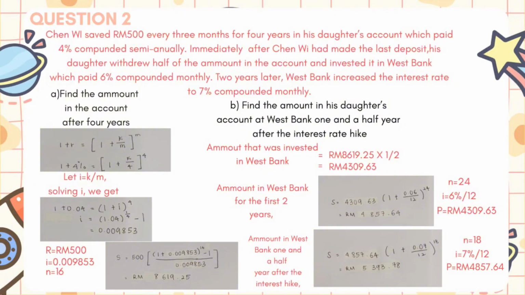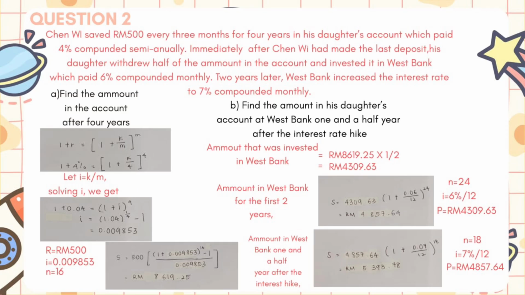And then to find the amount in his daughter's account at WasteBank 1.5 years after the interest rate hike, first we need to find the amount in WasteBank for the first 2 years. So the original principal for the first 2 years would be RM 4,309.63. I would be 6% over 12 because it said that WasteBank paid 6% compounded monthly. N would be 24. So the amount for the first 2 years would be RM 4,857.64.